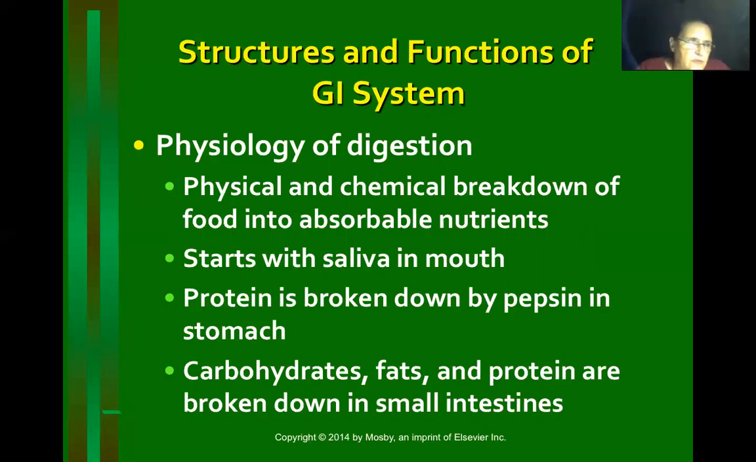So in the small intestines, carbohydrates are broken down into monosaccharides, fats into fatty acids, and proteins into amino acids. As these secretions are involved in digestion, it includes enzymes from the pancreas, bile from the liver, and enzymes from the small intestines.